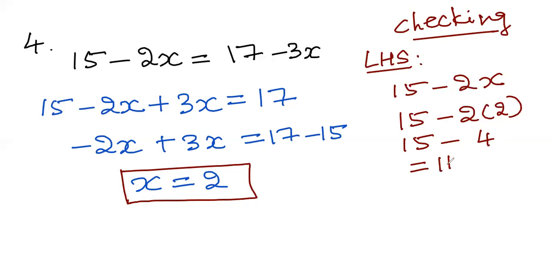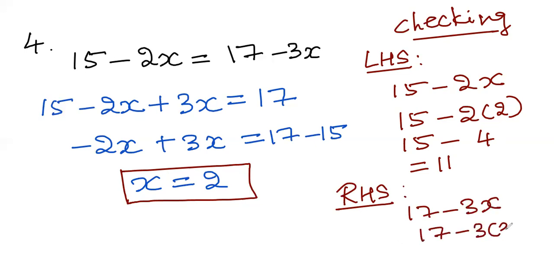Now we have to get the same answer for the right hand side as well. RHS equation is 17 minus 3x. So 17 minus 3 times 2. 17 minus 6, which is 11. So we can see that we have 11 on both the sides, and hence this answer is correct. Okay, let's do one more question.